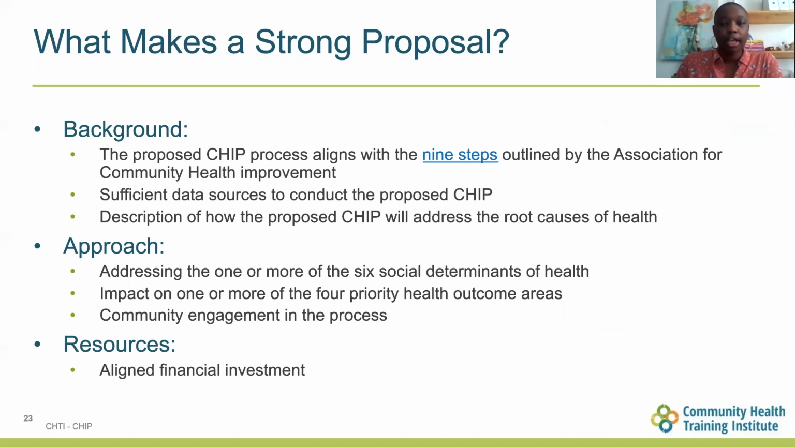And if you're considering applying for CHIP funds in the future, here's what we feel makes for a strong proposal. You want to make sure that your CHIP process aligns with the 9 steps that we outline, and that there's data supporting the need for your CHIP, and that you base those things around health equity. Your approach should not only be rooted in health equity, but should be framed around the social determinants of health and the community engagement processes that we've outlined earlier in this discussion. And for resources, you want to ensure that there's alignment across your organizational partners so that there's buy-in in the community to support sustainability.